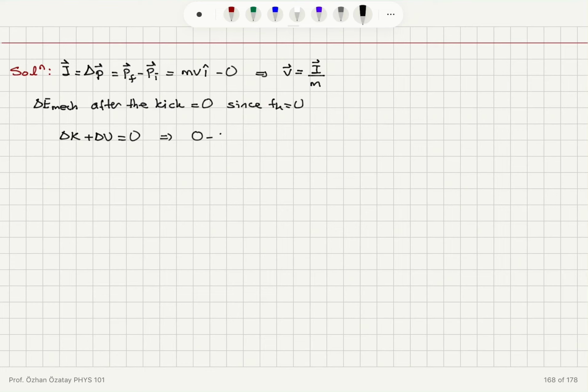The final kinetic energy is 0. The initial kinetic energy, which is the kinetic energy we gained right after the kick, 1/2 mv squared, is equal to minus the change in potential energy, minus 1/2 kx squared. So this gives us x equal to v times the square root of m over k. And v was the impulse I divided by m, so I over m times the square root of m over k, and therefore we find that the compression in the spring will be the impulse I divided by the square root of mk.